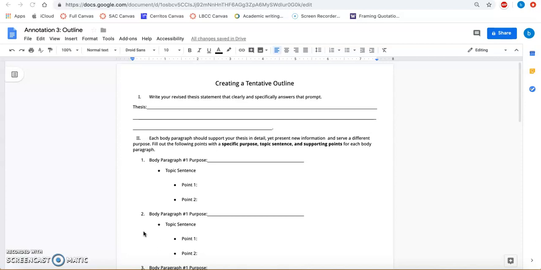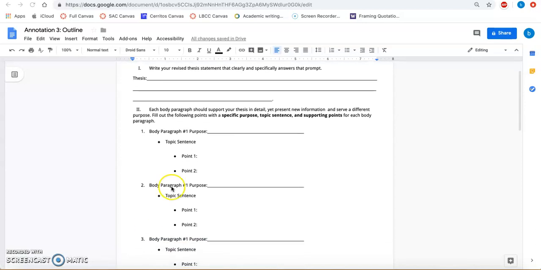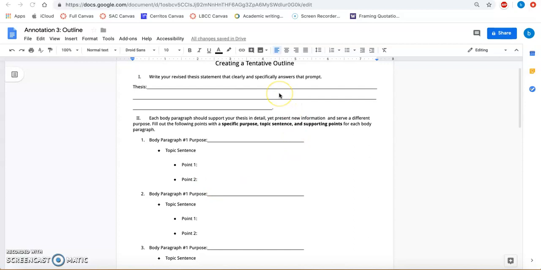Remember that the thesis statement has to reflect or answer the prompt, and we'll look at an example in a second. You also want to make sure that each of your body paragraphs, or the topic of each body paragraph, is independently supporting the thesis in one way or the other.